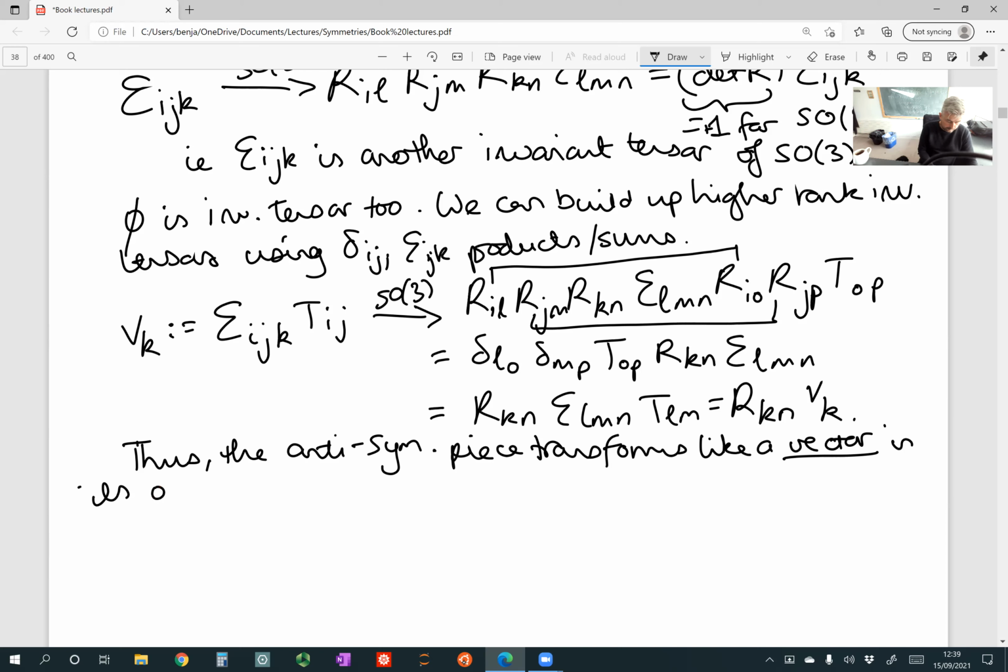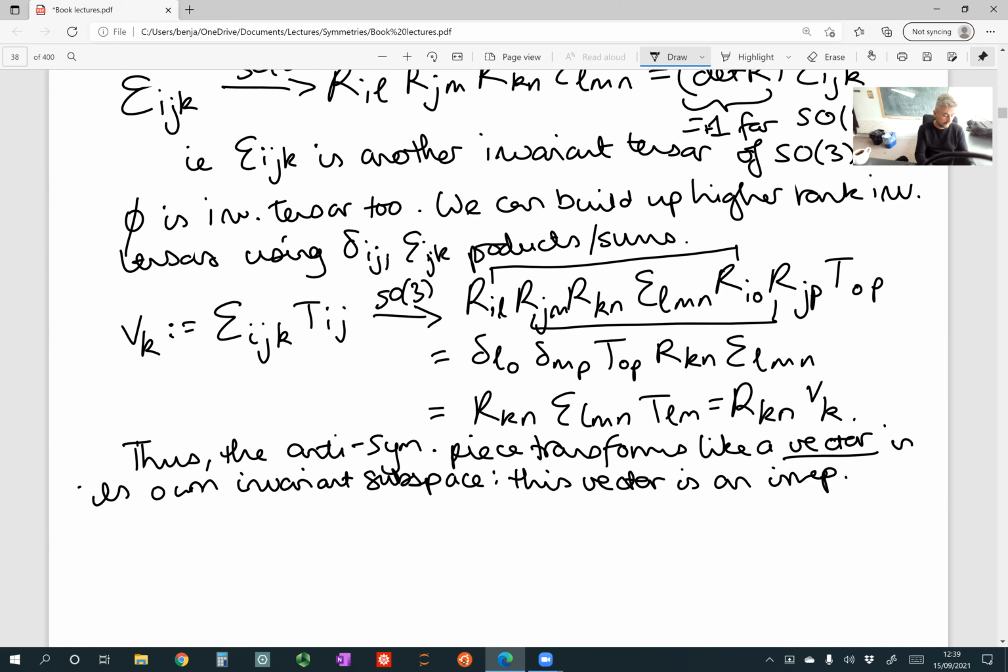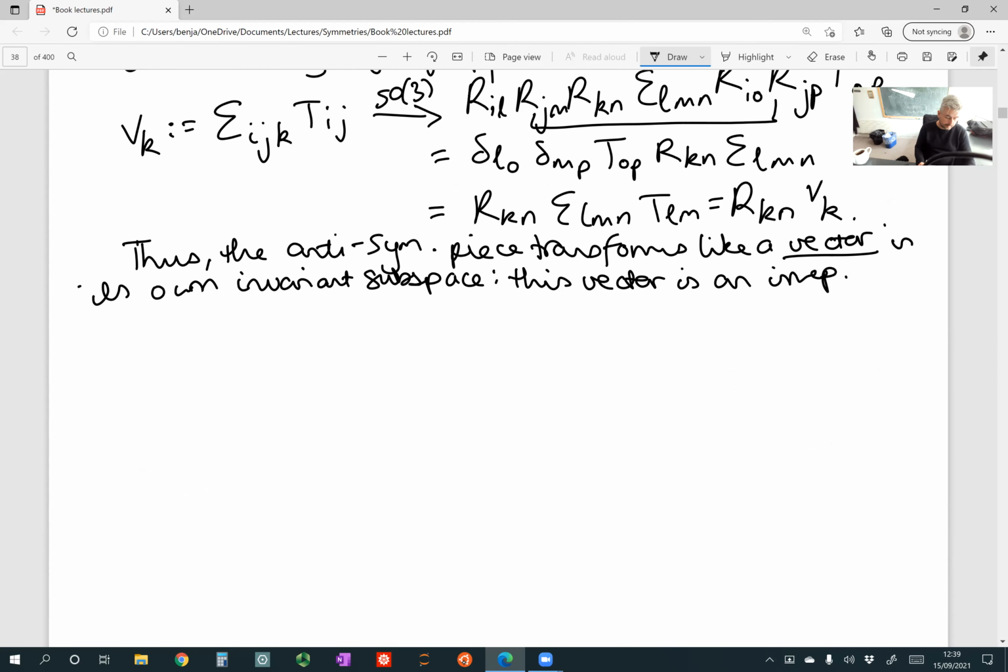So in its own invariant subspace. So we've identified an irrep. So this vector formed by this anti-symmetric combination is an irrep because it's a non-trivial invariant subspace. Okay, so now I can use the deltas to form another irrep.